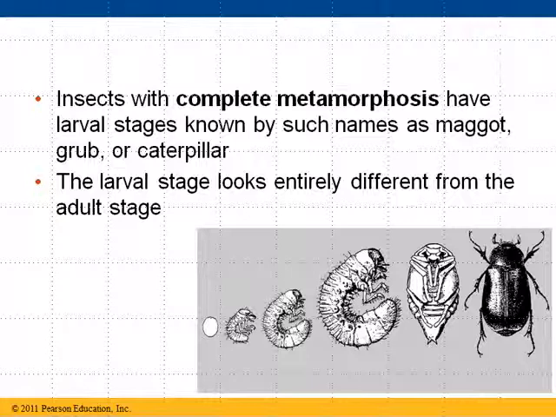The larval stage, like the little grub here, looks far different, and he lives in a different habitat. He has a different feeding pattern than the final adult beetle does. Some good examples of video, I believe, in the chapter 33 notes, of a butterfly emerging from its chrysalis.